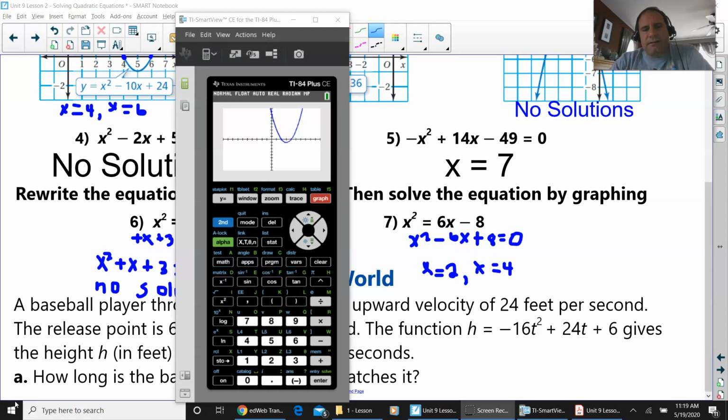I would subtract the 6x on both sides, add the 8 on both sides. You get x squared minus 6x plus 8 equals 0. You graph that in the calculator. You get the parabola that is shown right on your screen. On my calculator, x equals 2 and x equals 4 are the roots.